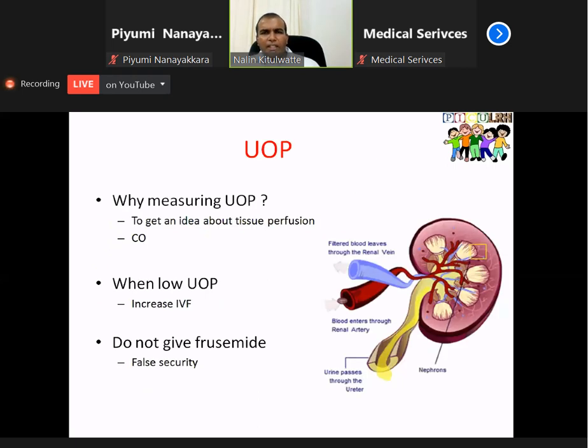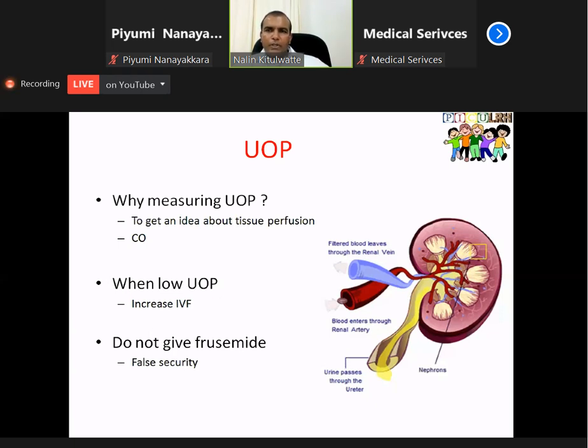Why are you measuring urine output? To get an idea about the tissue perfusion. If you are having a good urine output, that means renal perfusion is good. You cannot have isolated good renal perfusion. If your renal perfusion is good, that means your cardiac, your brain, your liver, and your other organs' perfusion should be good. So basically, if your urine output is good, that means your cardiac output is good. That's the key. So when you are having low urine output, you have to increase the IV fluids. Most of the time what happens is when you have low urine output, you give furosemide. So please don't do that.